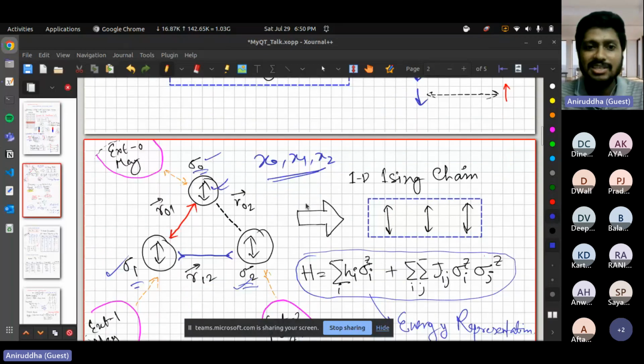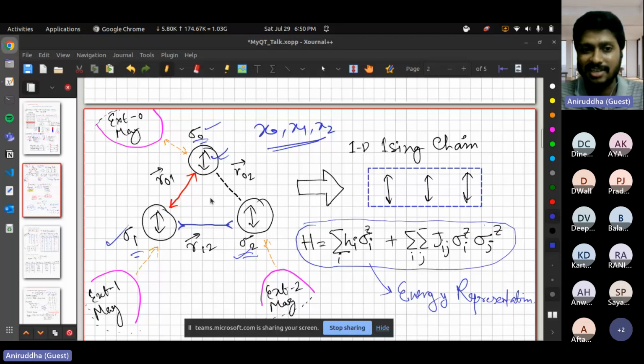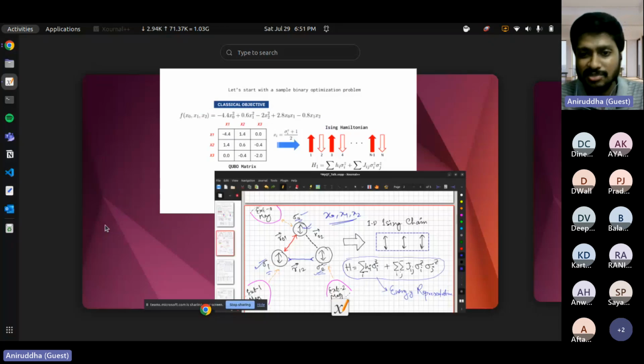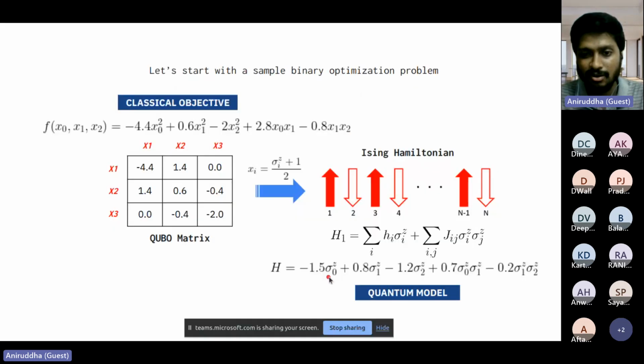Now you have three different spins or three different magnets, sigma 0, sigma 1, and sigma 2. What you can do is, you have specific terms here. You can see these terms in front of sigma 0, you have minus 1.5. In front of sigma 1, you have 0.8.